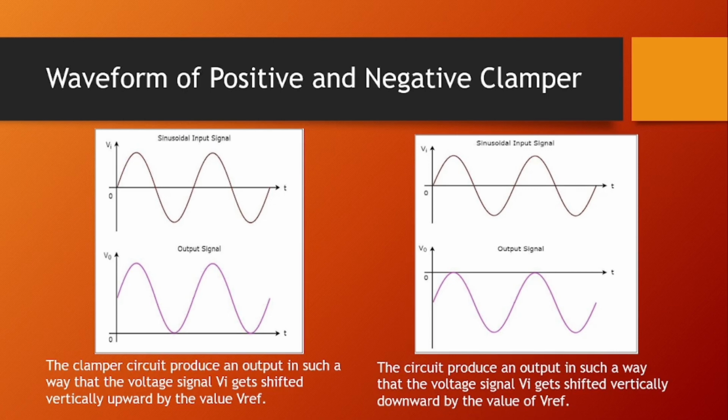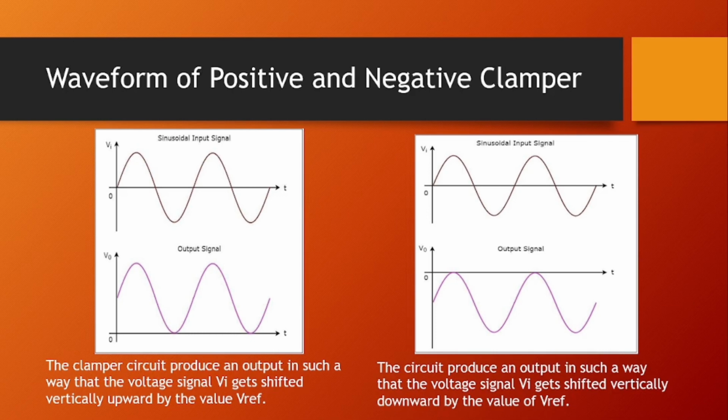So we form a positive and negative clampers. On the left side, we see that the waveform of the positive clamper is that the clamper circuit produces an output in such a way that the voltage signal Vi gets shifted vertically upward by the value of Vref. As we see, the one above is the AC signal of the positive clamper. Then the one below is the DC signal of the positive clamper.